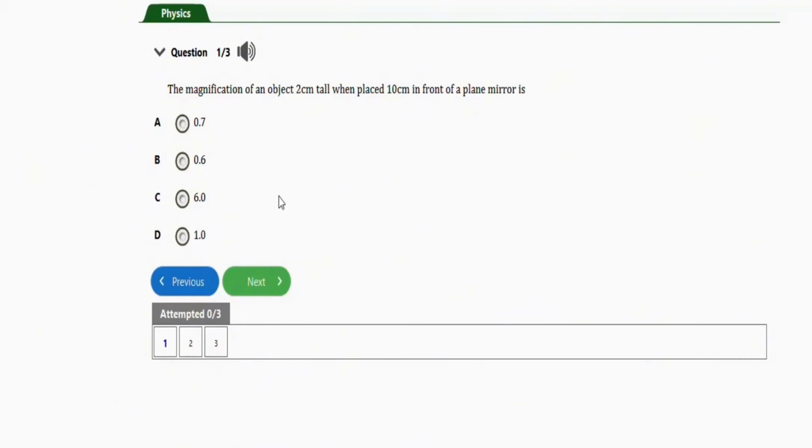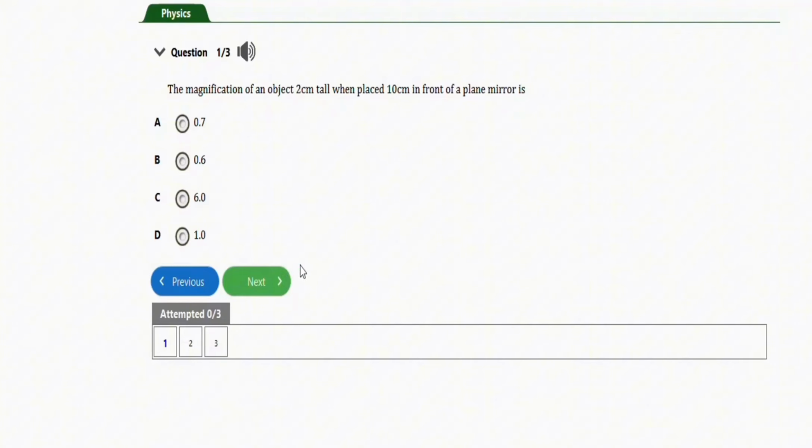So guys, for this particular question, you don't basically need to solve anything. All you need to know is the fact that the magnification of an object in a plane mirror is always 1. So the correct option in this question is option D, which is 1. Alright, you don't need to solve anything. So that's it for this question.